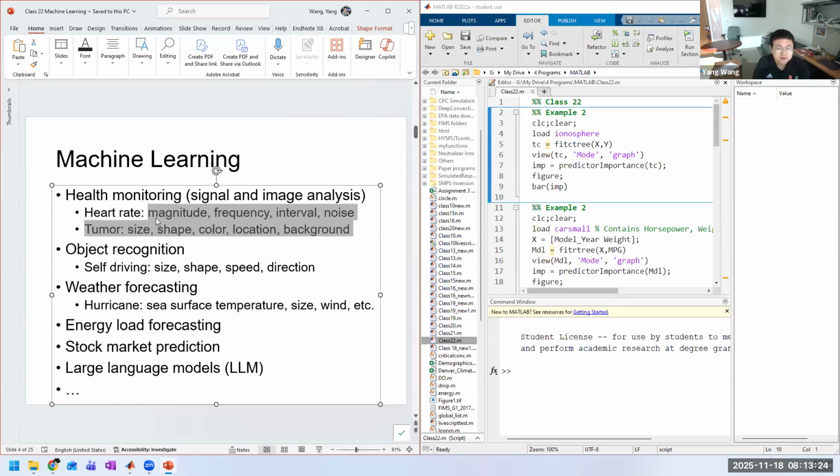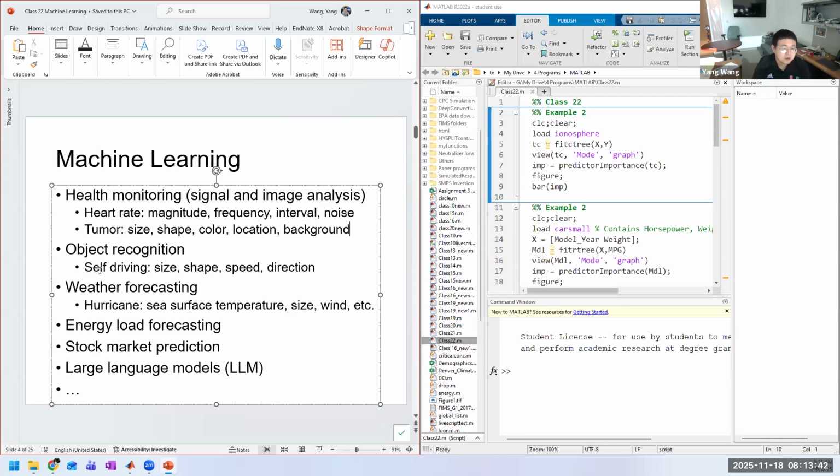It could also be that we don't provide any of these features. We just let the machine analyze the image, learn by itself, and identify what are the parameters that are the most important. That's called unsupervised learning. We're going to talk about these categories later on.